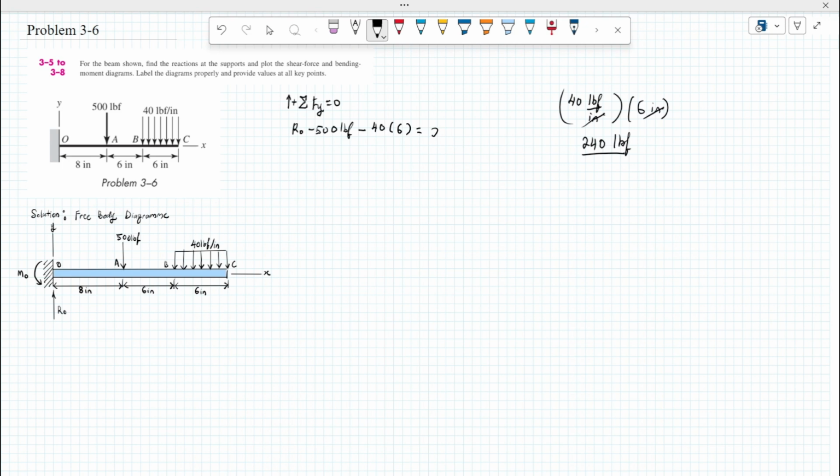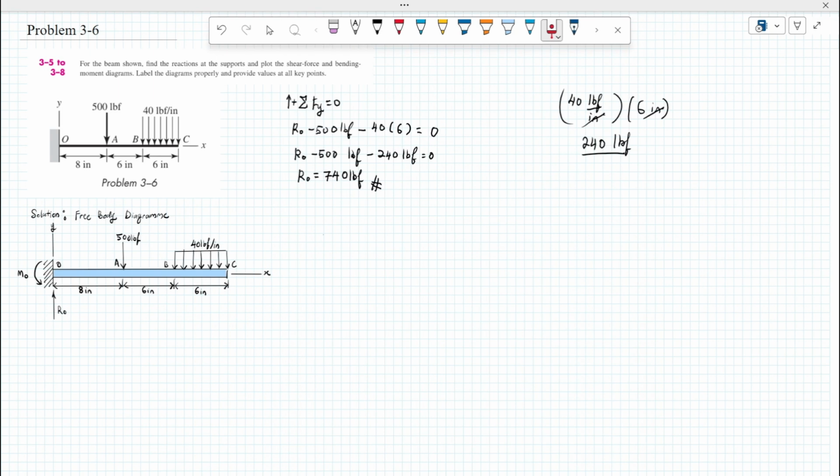In the end, we need to equate this to 0 because it is static, it doesn't move. So RO minus 500 pound force minus 240 pound force equals 0. So we get the reaction force at O is 740 pound force.